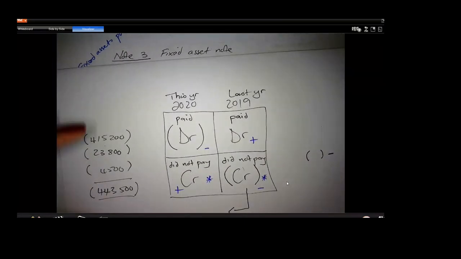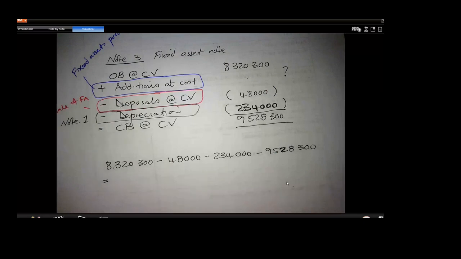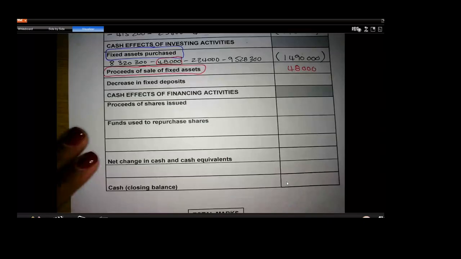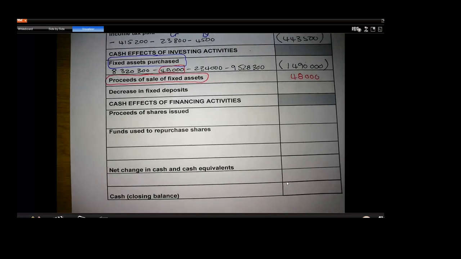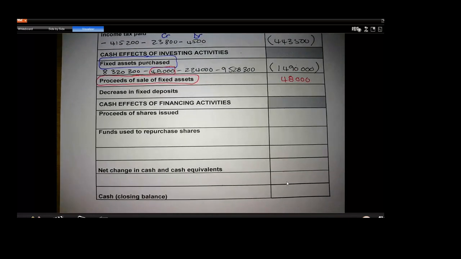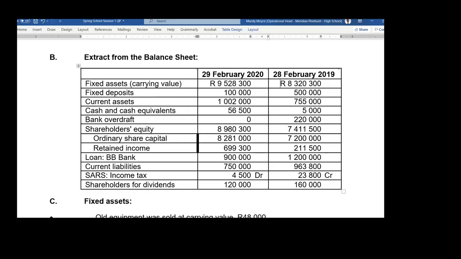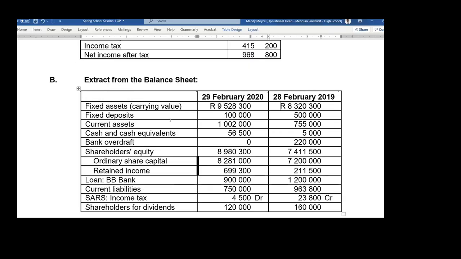And so these are all tools that you go into your exam with. Right. The decrease in fixed deposit was given to you, but where do you get it from? I'm not going to assume that everything is going to be given to you. Here's fixed deposit. Okay, and we're nearly done.